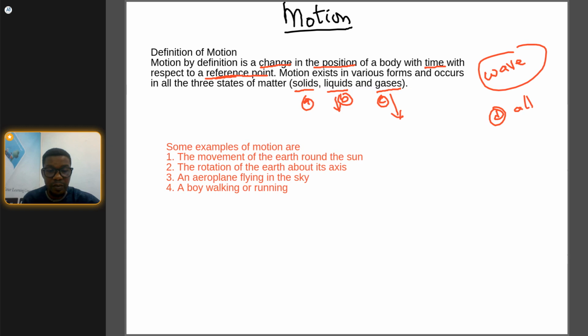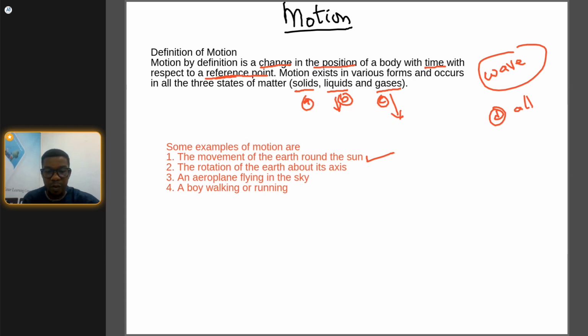We have the first example of motion, which says the movement of the earth around the sun. So this is an example of motion, and it also gives us one type of motion. You know, we have different types of motion. So we are going to consider this example and relate it to the type of motion we have. The second example says the rotation of the earth about its axis.